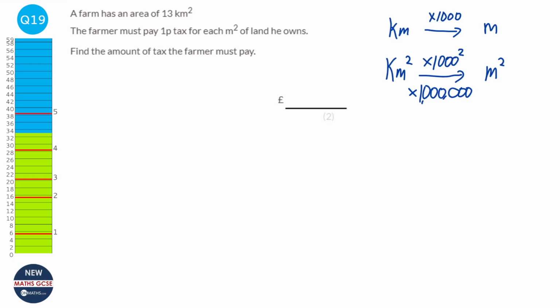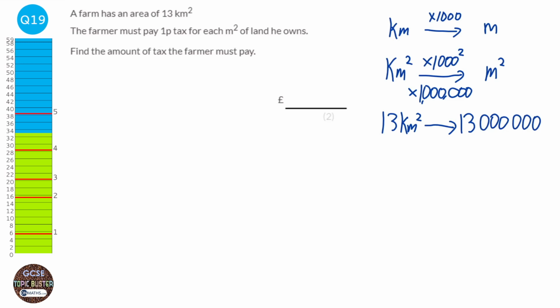So 13 kilometers squared is going to be the 13, and then times by 1,000,000. So 1, 2, 3, 1, 2, 3. So it's going to be 13 million.